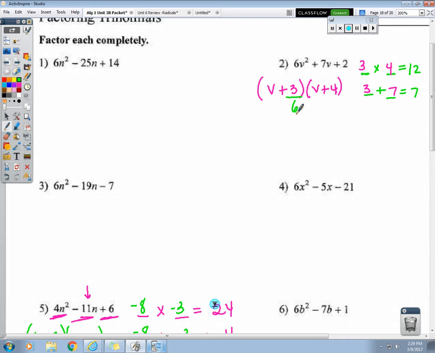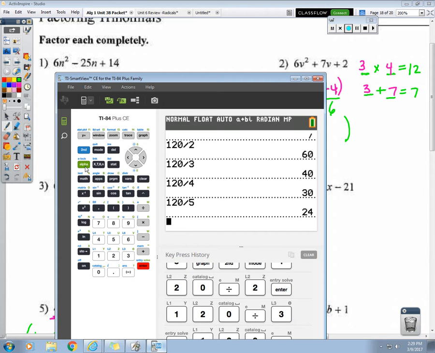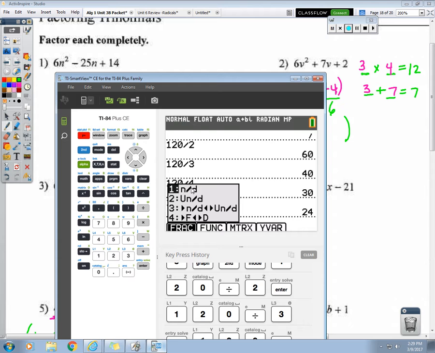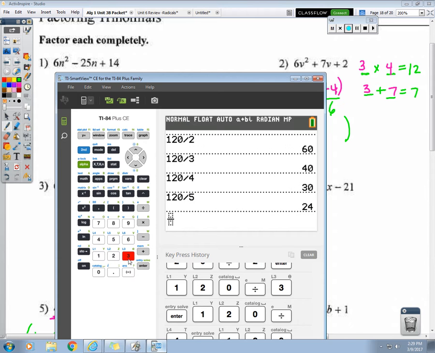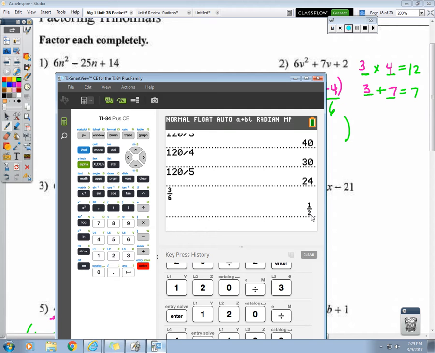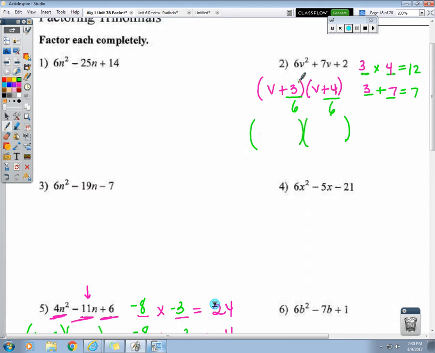Divide each of them by 6. And then both of those can be reduced. Remember, if you have trouble reducing, this is what you do. On the calculator, you do alpha y equals n over d. Type in the fraction that you're trying to reduce and hit enter, and it reduces it for you. Okay, so it reduces to 1/2.